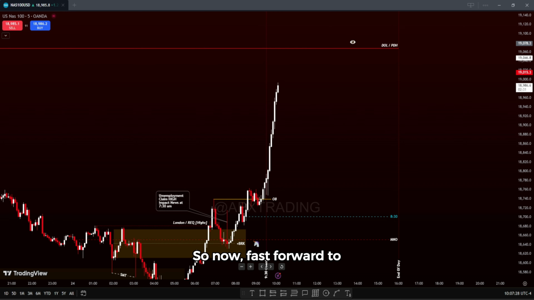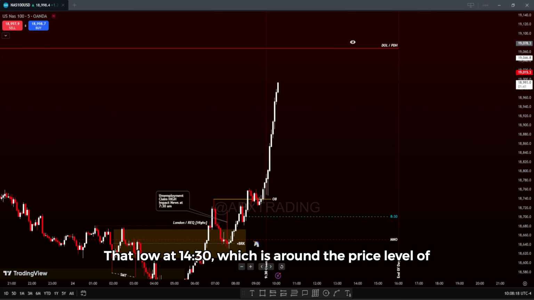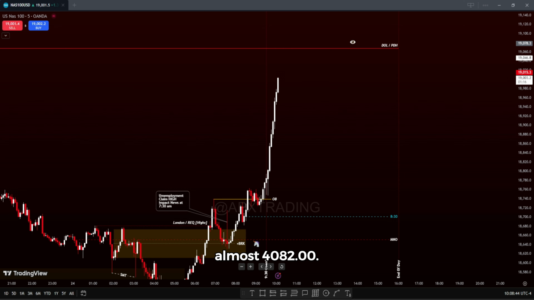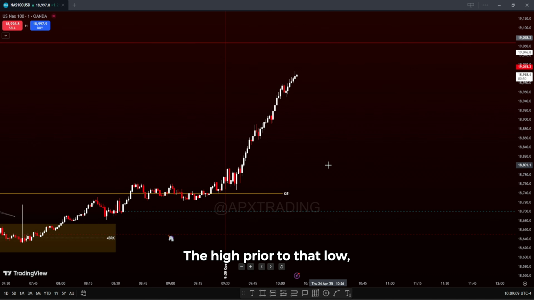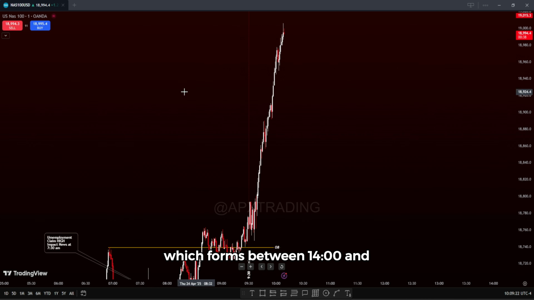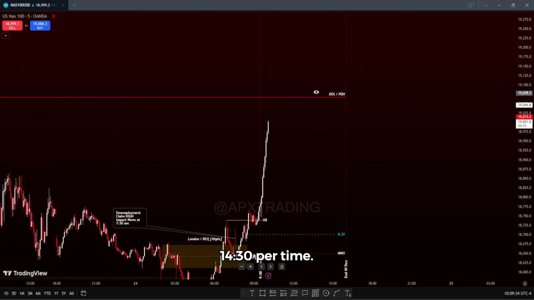So now fast forward to 14:30 in time at the bottom of the chart. That's 2:30 New York local time. That low at 14:30 is around the price level of almost 40.82.00. The high prior to that low forms between 1400 and 1430 per time. So 2 o'clock and 2:30. There's a short-term high that formed around the 4090 price level.